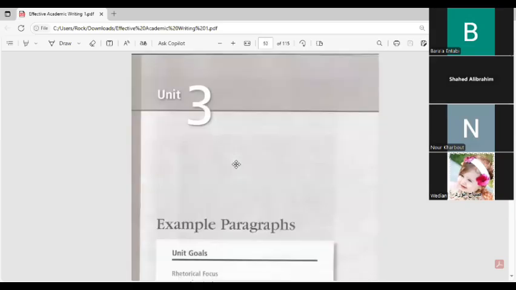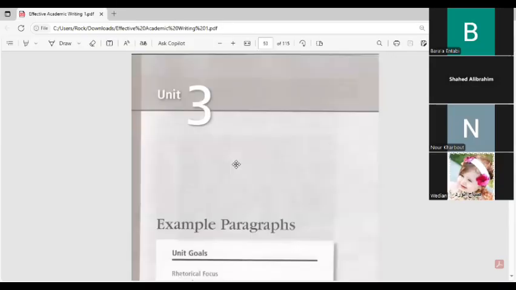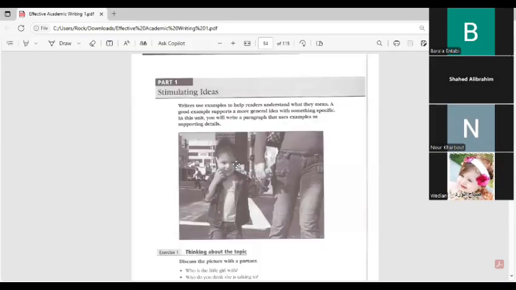We're going to move to this unit 3. Part 1, which is stimulating ideas. When talking about stimulating, the word stimulating is just to provoke your mind in order to generate ideas. Just to think and try to stimulate or generate ideas, for example, to describe something or to say something.